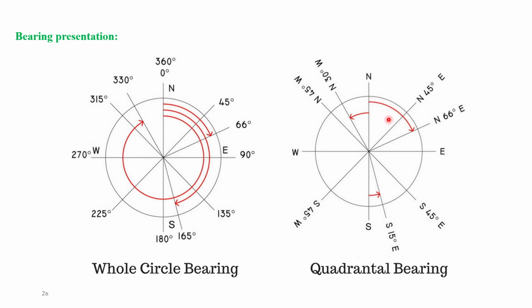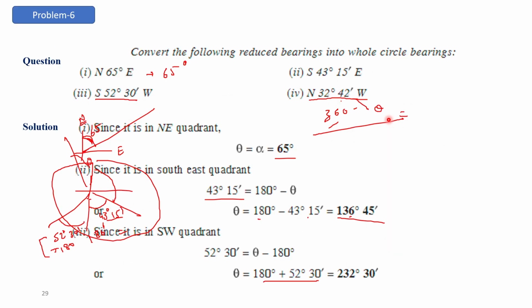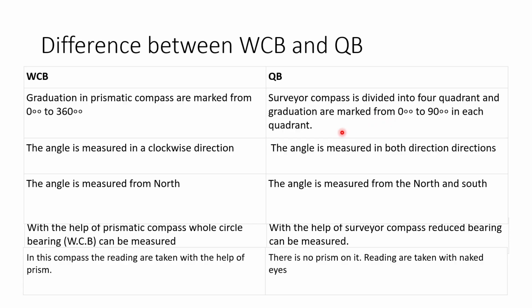So these are some of the differences. The graduation of the prism in the WCB system is 0 to 360, here it is 0 to 90. In WCB, the angle is measured in the clockwise direction; in QB, the angle is measured in both directions, clockwise and anti-clockwise. In WCB, the angle is measured from north. In the quadrantal bearing system, the angle is measured from north and south, in both directions.